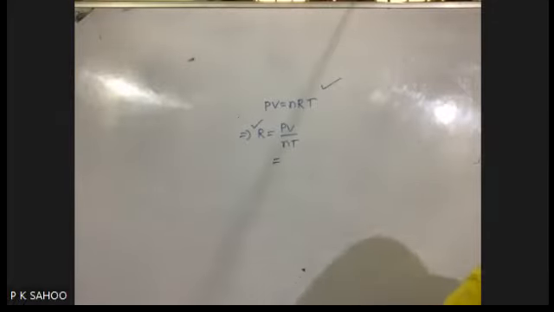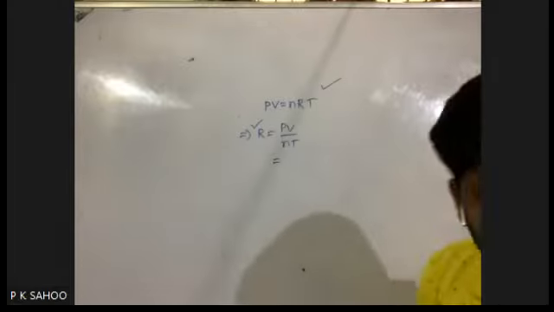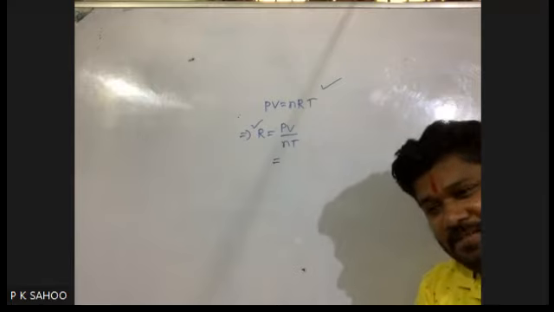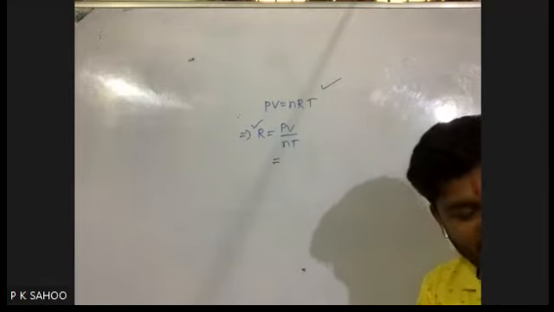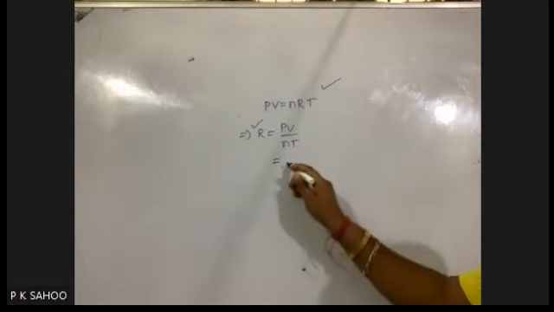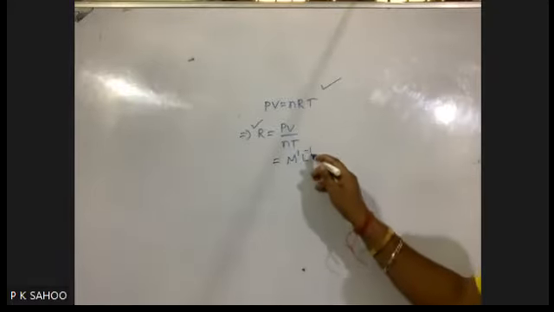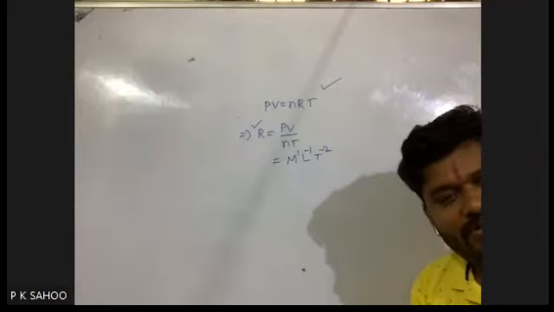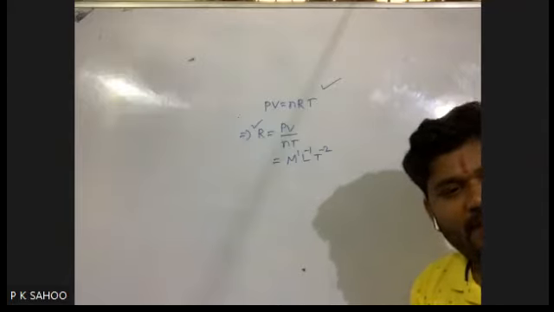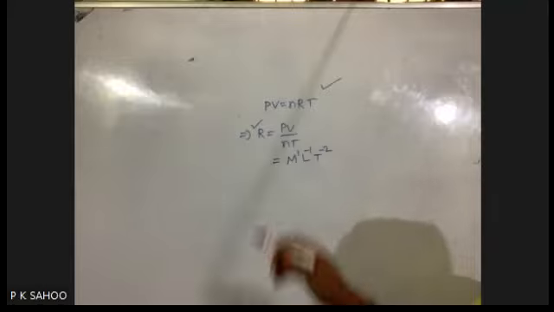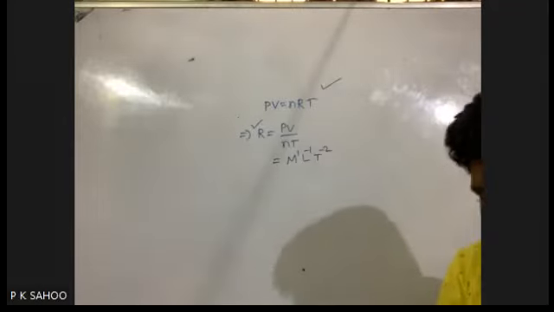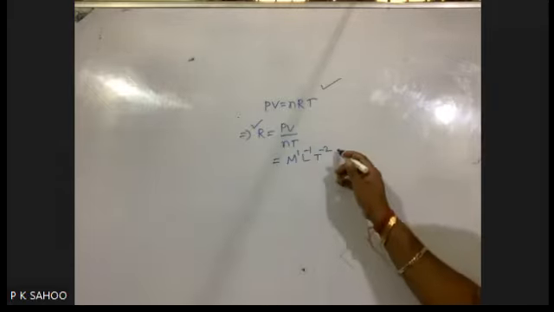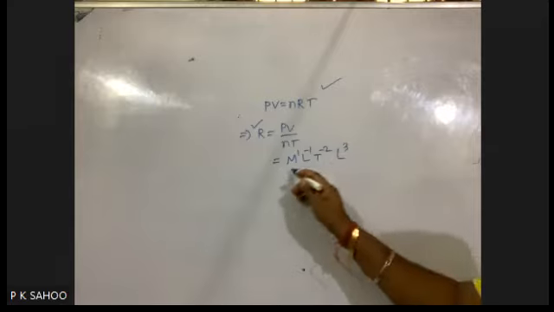It's a very long dimensional formula. P is pressure. Can anybody tell me the pressure dimension? M1 L minus 1 T minus 2. This is force by area. If you find 10 to 20 dimensions from your own memory, you will get practice. Then V is volume: length into breadth into height, so the dimension is L to the power 3.